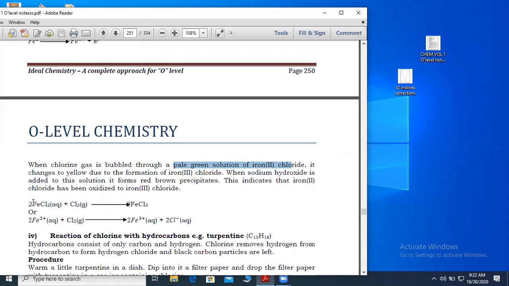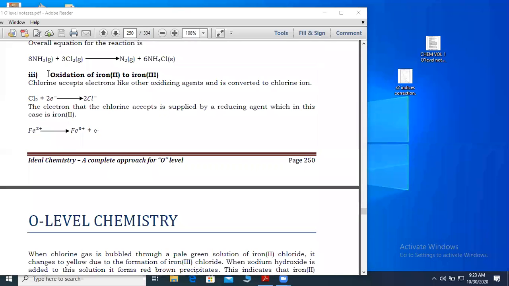Write the equation. The equation is here: iron 2 chloride plus chlorine giving us iron 3 chloride. But we also accept the ionic equation, whereby we have iron 2 ions from iron 2 chloride plus chlorine gas forming iron 3 ions plus chloride ions. So the ionic equation is also accepted. Then after the equation, we are saying state the property of chlorine being used. The answer is here. Chlorine is an oxidizing agent.